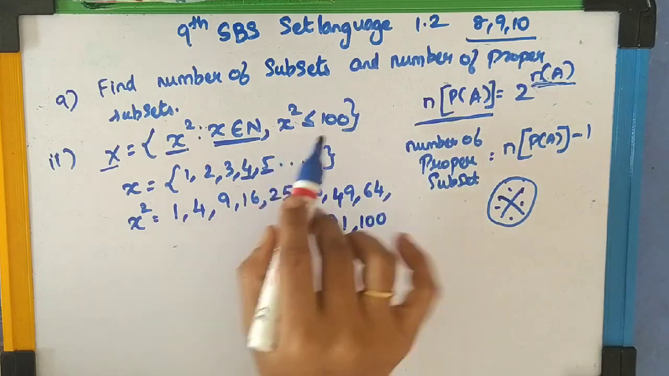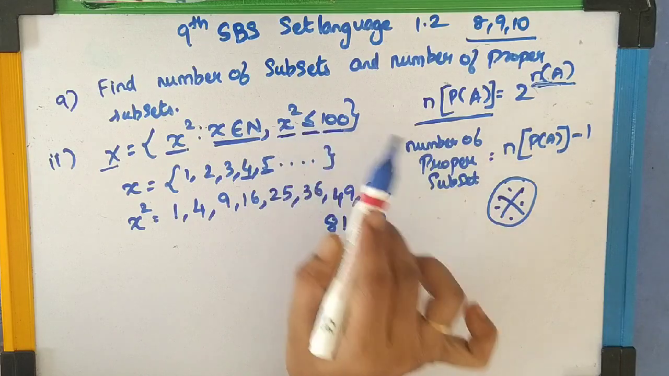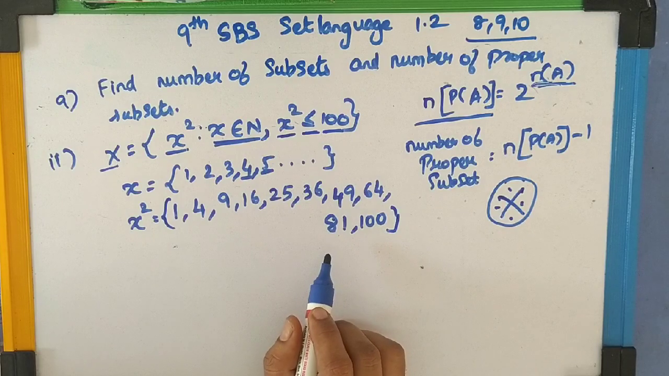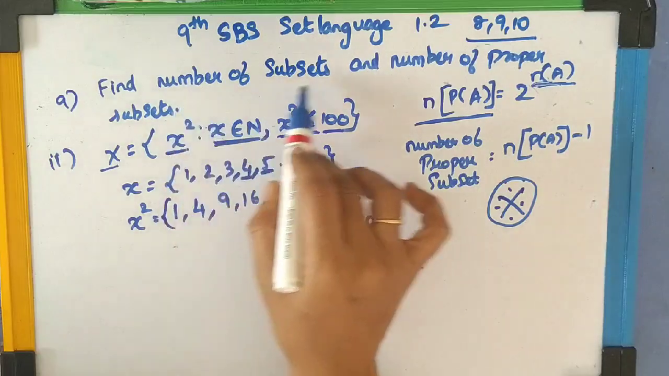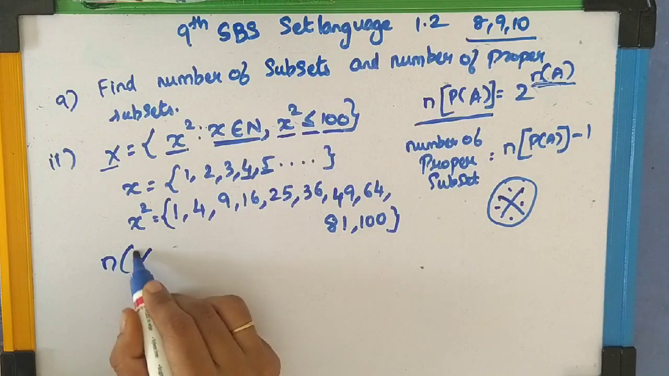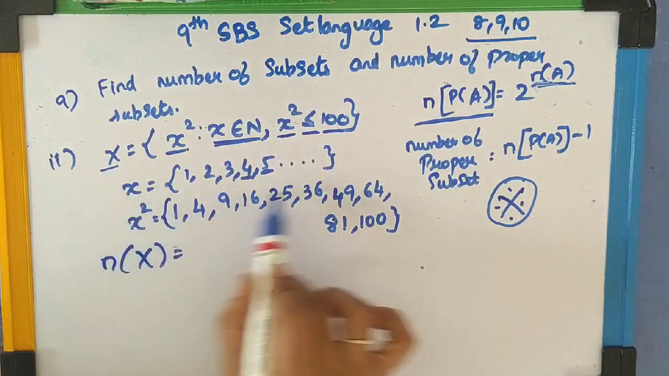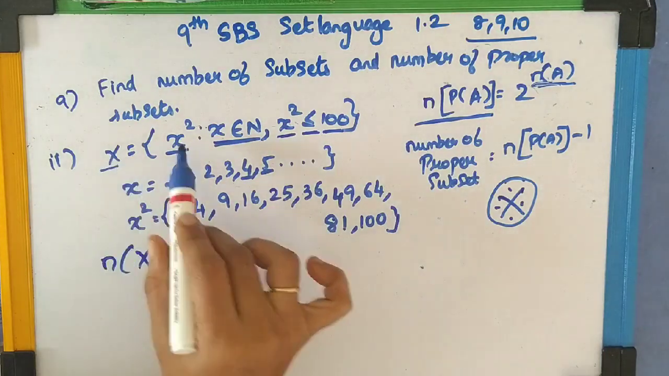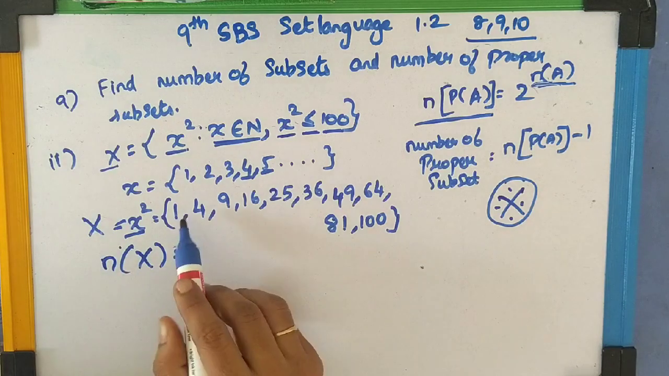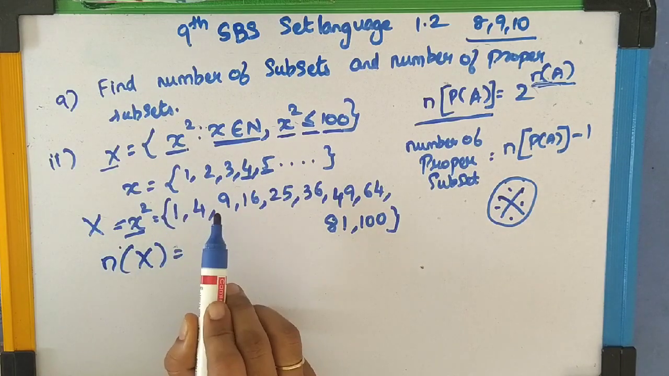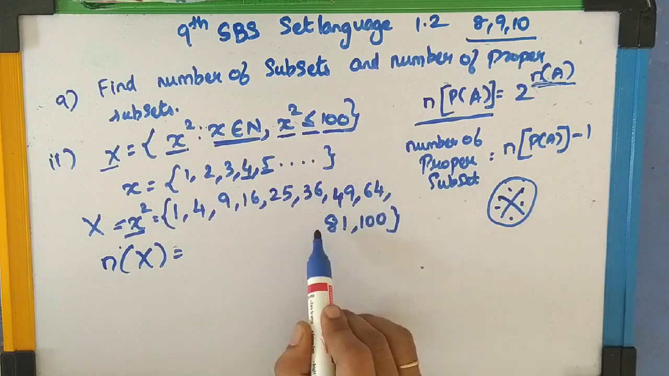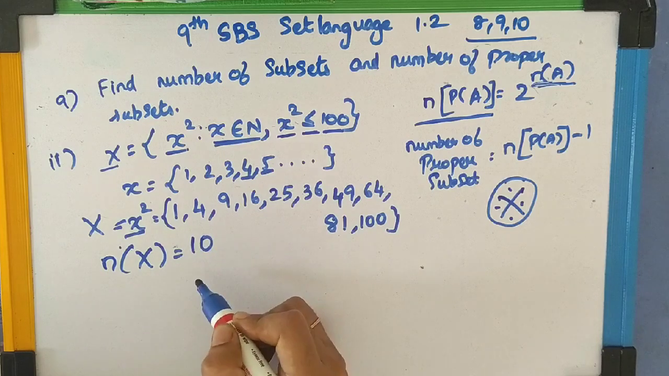10 10s are 100. We can't go beyond that because x squared is less than or equal to 100. So this is x squared, and in turn it is capital X, that is the set. For finding the number of subsets, we should know the cardinal number of this set. How many elements are there inside the set? 1, 2, 3, 4, 5, 6, 7, 8, 9 and 10. So there are 10 elements inside the set X.